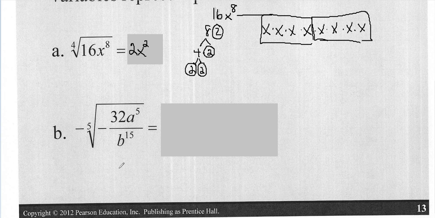All right, what's going on here? So we know our notation here. This is a negative sign. Negative in front of the radical, not a negative 5 here for the index. The index is just 5, positive 5. All right, and then we've got a negative on the inside. Is that okay? Yes, that's okay, because the index is an odd number.